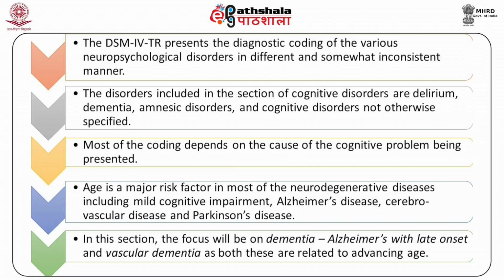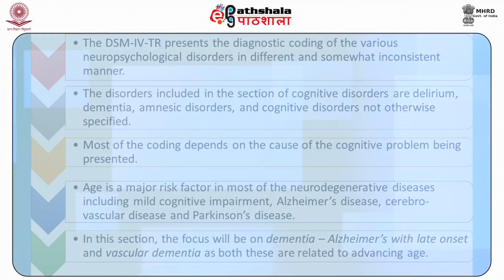Age is a major risk factor in most of the neurodegenerative diseases, including mild cognitive impairment, Alzheimer's disease, cerebrovascular disease and Parkinson's disease. In this section, the focus will be on dementia, Alzheimer's with late onset and vascular dementia, as both of these are related to advancing age.